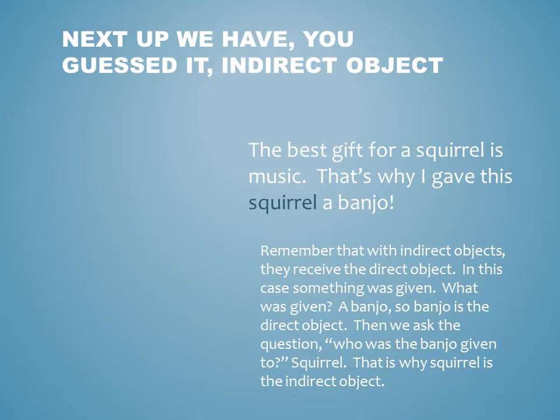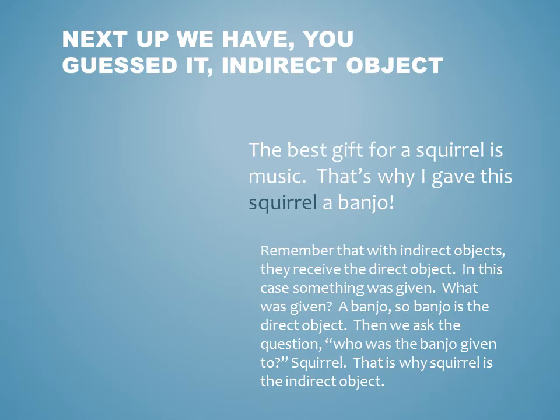That's why I gave this squirrel a banjo. Subject for this is I. What did I do? I gave. What did I give? I gave a banjo. So that's the direct object. That banjo is the direct object. But if I ask the question, who did I give the banjo to? I can answer squirrel. Notice that squirrel is in between gave, which is the action verb, and banjo, which is the direct object. That is why it's an indirect object.